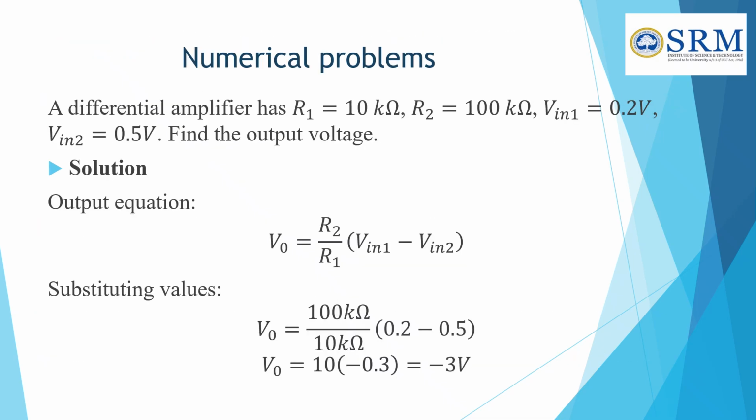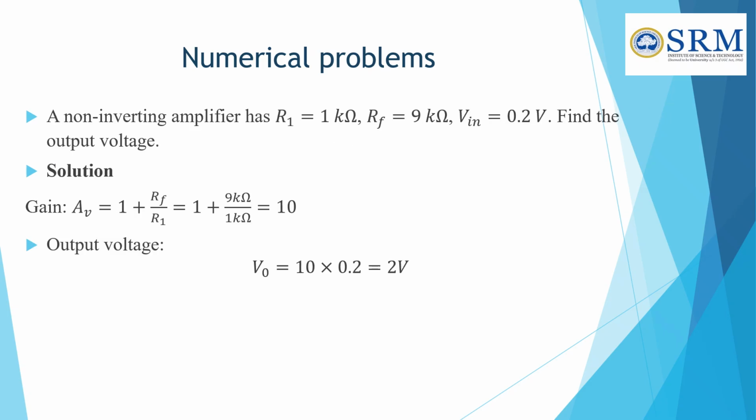Next, we are going to see some numerical problems. Consider a differential amplifier which has R1 equal to 10 kilo ohm, R2 equal to 100 kilo ohm, and Vin1 equal to 0.2 volt, Vin2 equal to 0.5 volt. Find the output voltage. The output voltage equation for a differential amplifier is given as Vout equal to R2 by R1 into (Vin1 minus Vin2). Substituting the values, Vout is equal to 100 kilo ohm by 10 kilo ohm into (0.2 minus 0.5), which is equal to 10 into minus 0.3, which is equal to minus 3 volts.